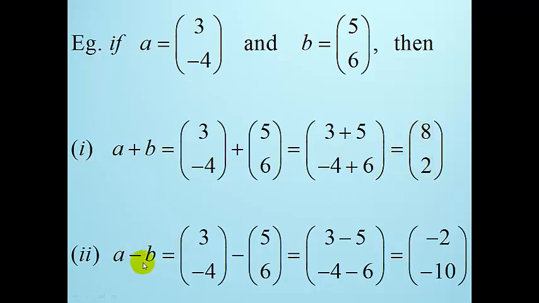Now A minus B. We are now subtracting B from A. Vector A is 3, minus 4, and vector B is 5, 6. So if you are subtracting 5, 6 from 3, minus 4, then we have 3 minus 5, then we have minus 4 minus 6. Now 3 minus 5 is equal to minus 2, and minus 4 minus 6 is equal to minus 10. This means that A minus B is equal to minus 2, minus 10.